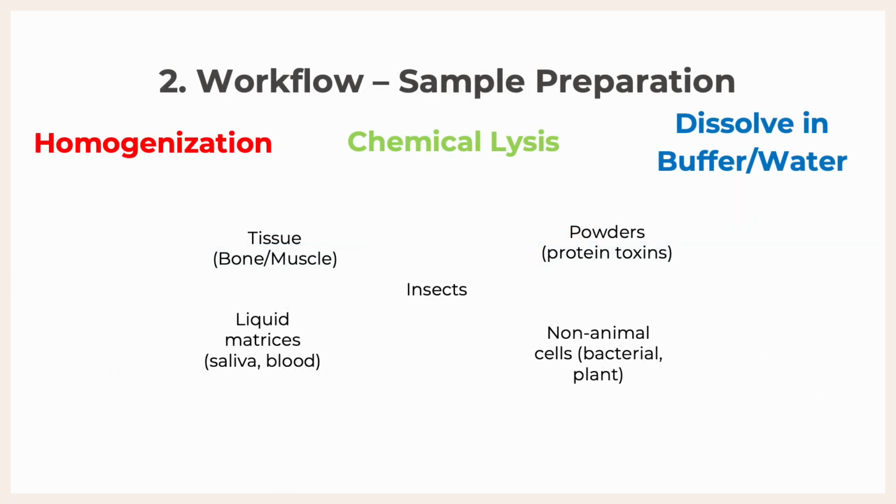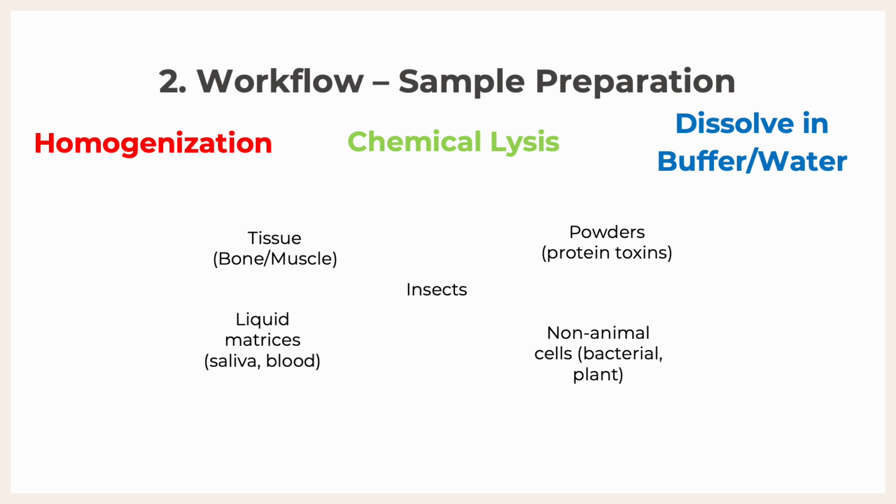So the first step in proteomic analysis is essentially getting your protein and preparing your sample. So your sample could be any of the 5 things I have on the screen, even more. There are more sample types that are available. Anything with a protein in it can be subjected to proteomic analysis. So the things I have on the screen: tissue, insects, powders, liquid matrices, and non-animal cells. And depending on the nature of the sample, so any of the 5 and then some, they will be subjected to different types of preparation.